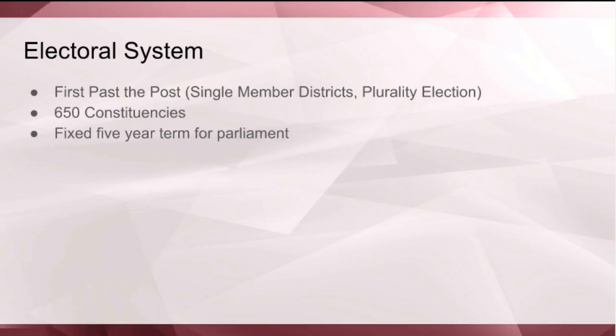As previously mentioned, there's a fixed 5-year term for Parliament, so members of Parliament are elected for a specific length of time, and at the end of that length of time, Parliament's dissolved and new elections are held. Previously, that was a variable term of up to 5 years, so you could dissolve Parliament and restart the clock and so forth, which definitely gave the party in control a sizable advantage.